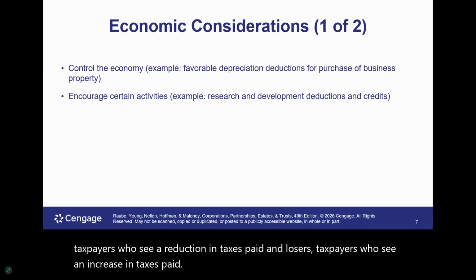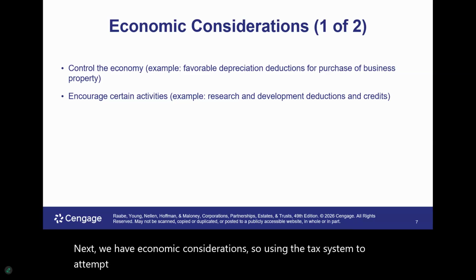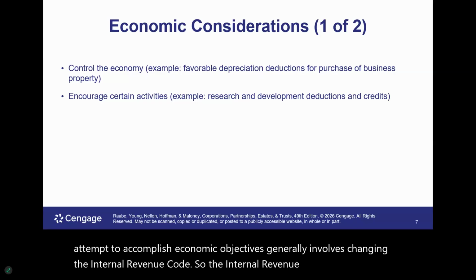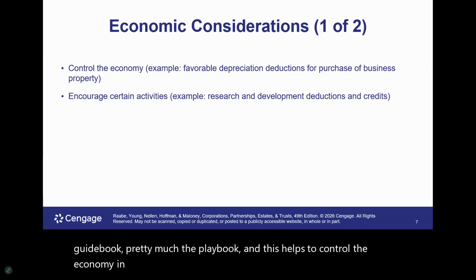Next, we have economic considerations. Using the tax system to accomplish economic objectives generally involves changing the Internal Revenue Code. The Internal Revenue Code is basically the guidebook, pretty much the playbook. And this helps to control the economy in some manner, and it helps to encourage certain activities.